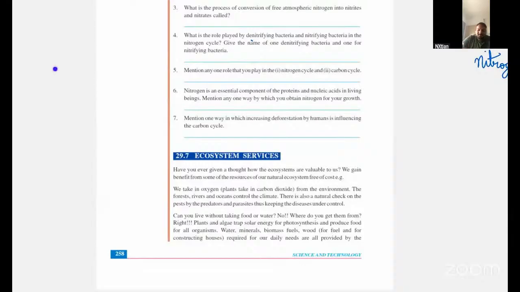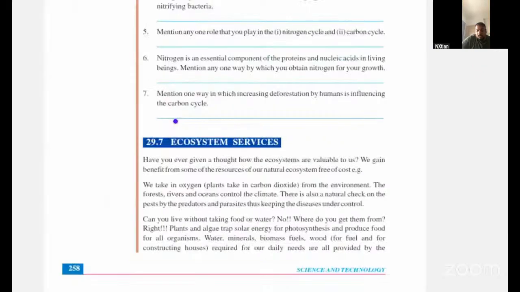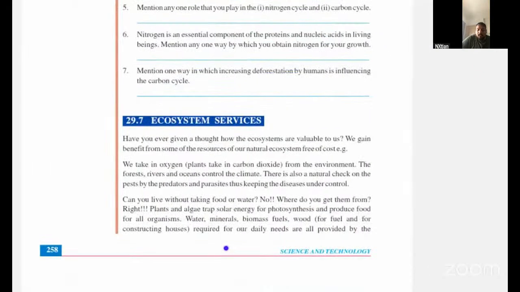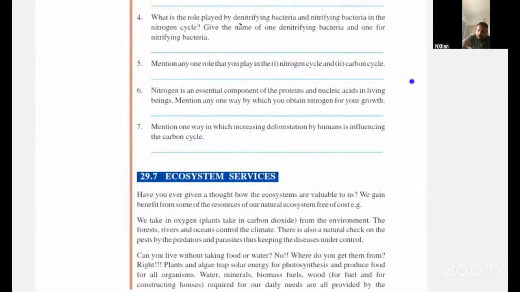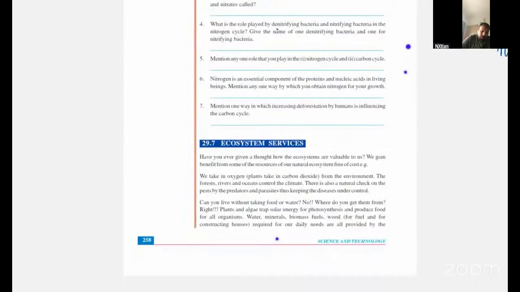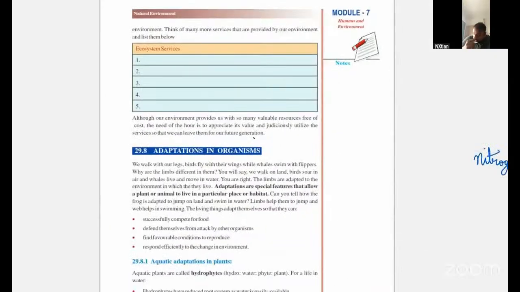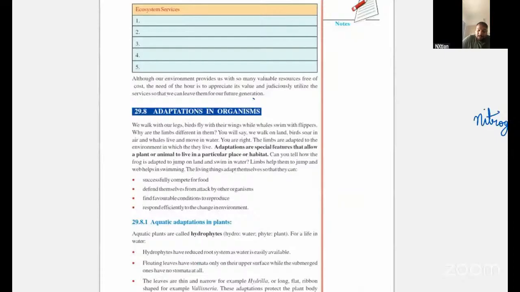Okay, now ecosystem. So we are going to learn about ecosystem. We learned that an ecosystem is made up of non-living and living things. Perfect. So now there is a word called adaptation. So what is adaptation?